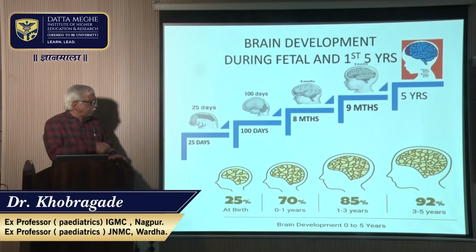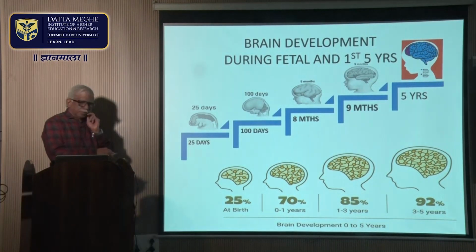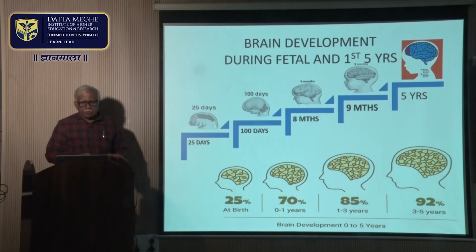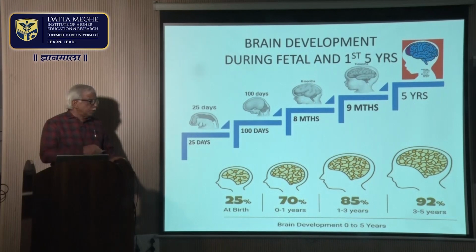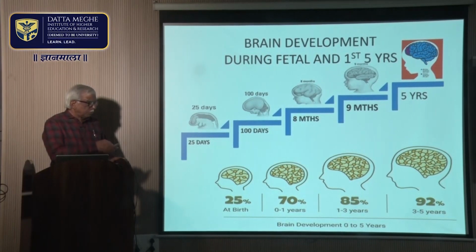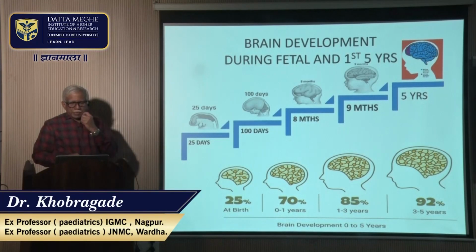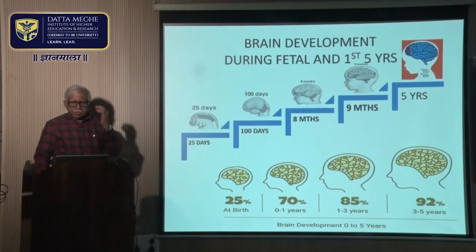Similarly, at birth, if you compare with the adult brain size, you find that 25% is present right at the time of birth. The size of the brain is almost 25%, and by the time the child is say a 1 year old, he has almost attained 85% of the brain size, and by 3 to 5 years of age we find that the child's brain is almost 92%.